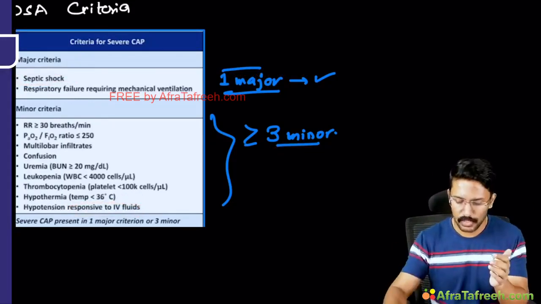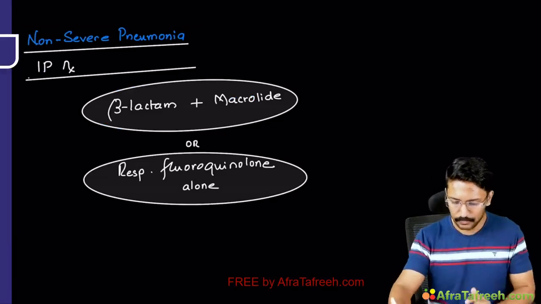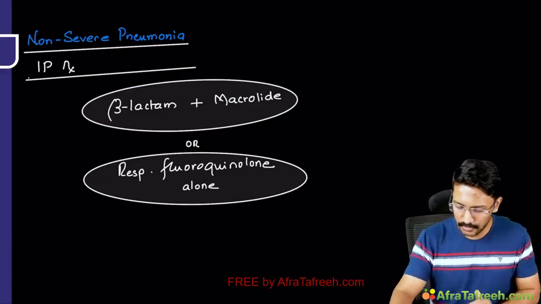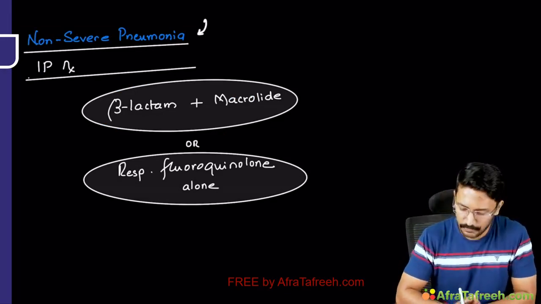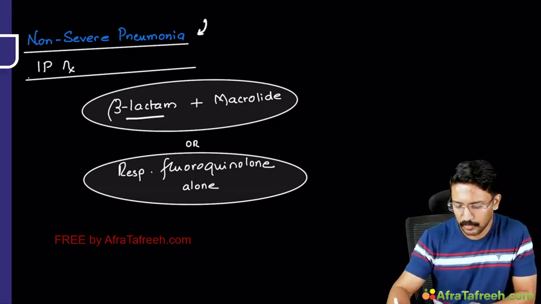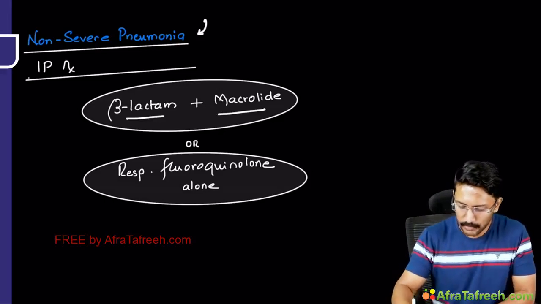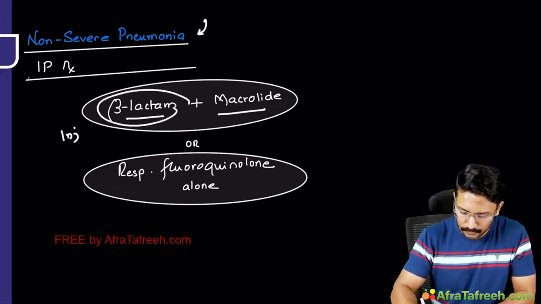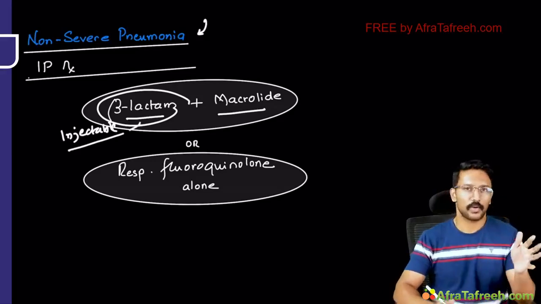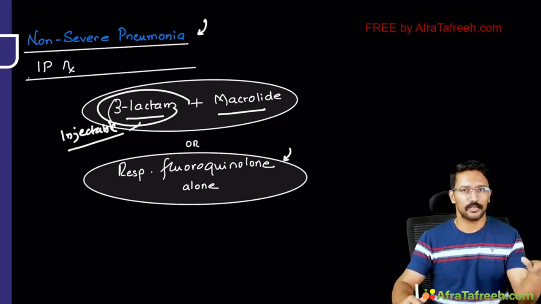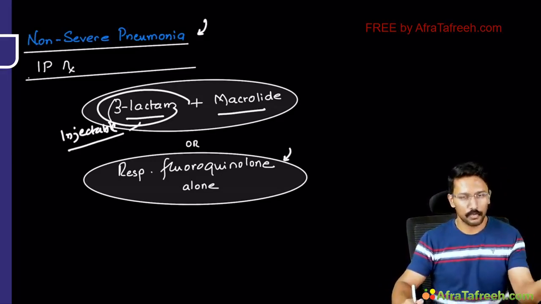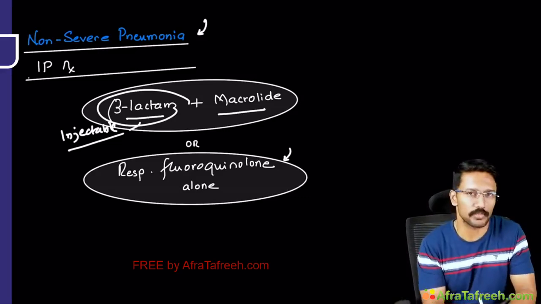So our approach to severe and non-severe differs. So if the patient is inpatient and if he is having non-severe pneumonia, mostly our treatment focuses on giving a combination of a beta-lactam antibiotic plus a macrolide. So this beta-lactam is usually an injectable. You generally choose an injectable beta-lactam plus a macrolide, or you can consider a respiratory fluoroquinolone alone, just like what we discussed now, levofloxacin, moxifloxacin or gemifloxacin.